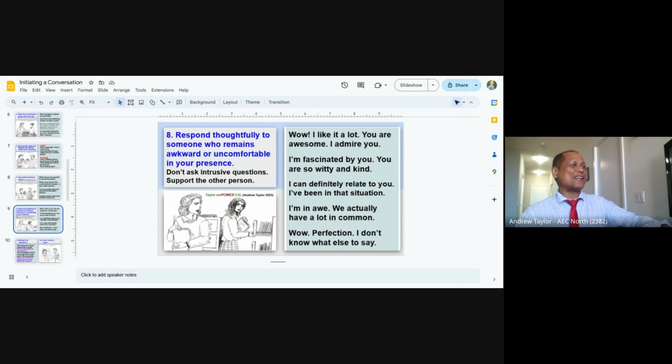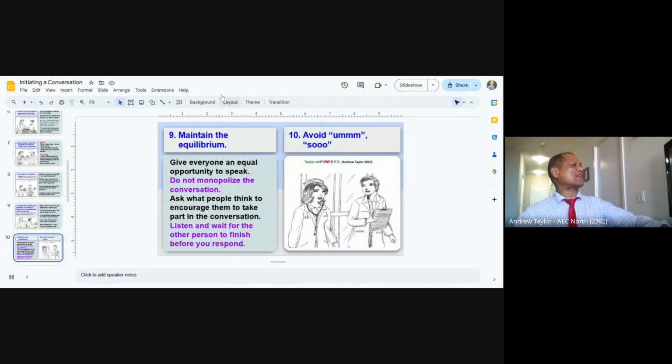Okay, very good. Next, let's have Jethro. Just read this one, Jethro. But let me explain before you read. Maintain the equilibrium means when you are with people, be sure that you do not monopolize the conversation. It means you do not talk 90% and people can only talk 10%. You've got to strike a balance among people.